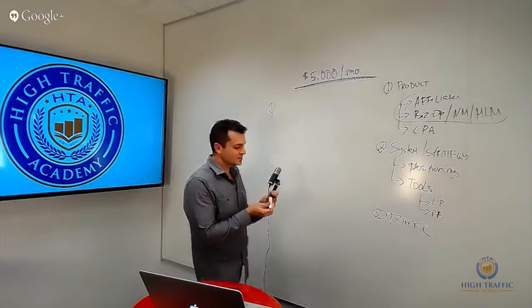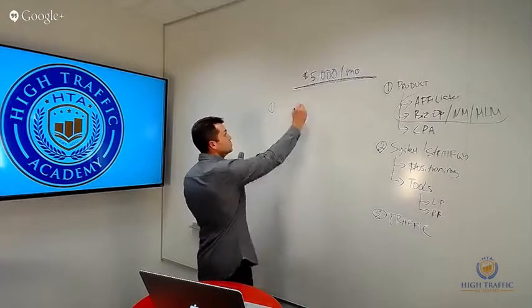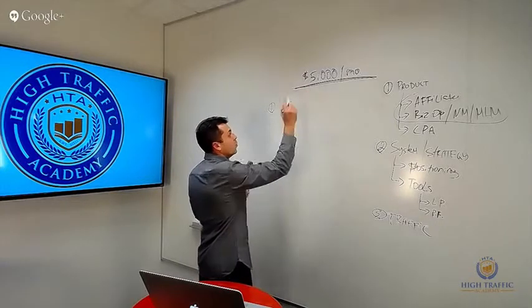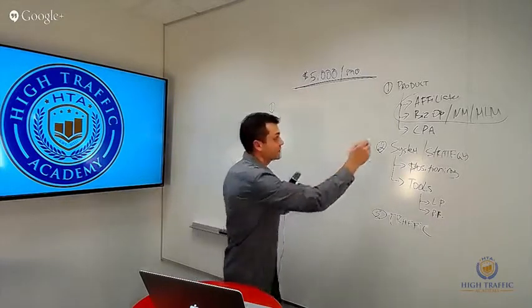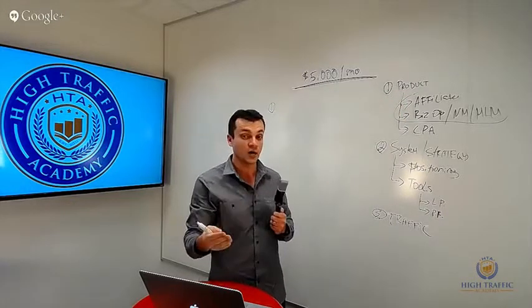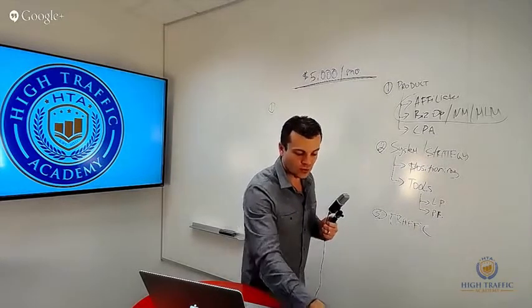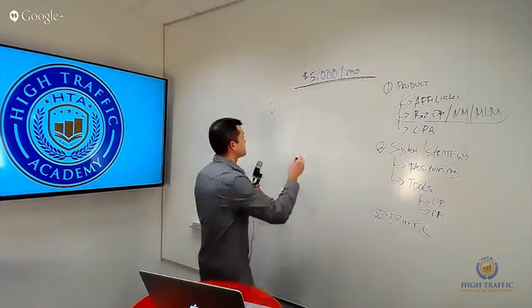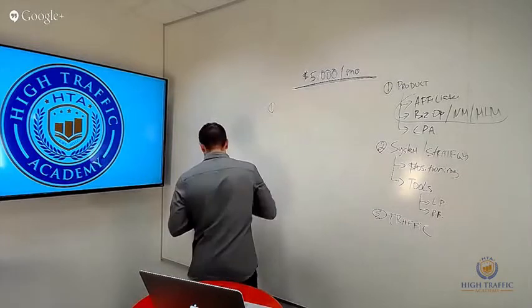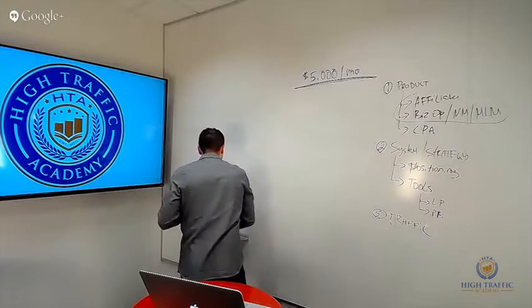Okay, so let's talk about, I want to break some numbers here. I want to run some statistics. So let's say you want to make $5,000 a month, okay, what do you need? Well, let's say you're selling a product and the affiliate commission on the product is, let's say, $100. How many sales do you need? If your sales commission is $100, we need 50 sales.